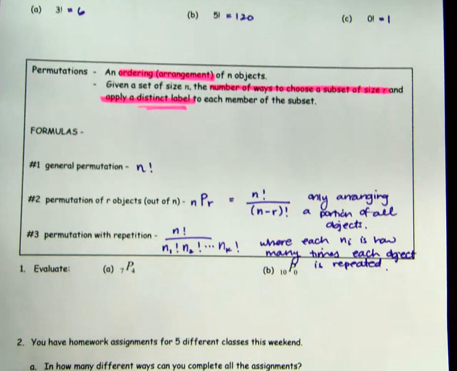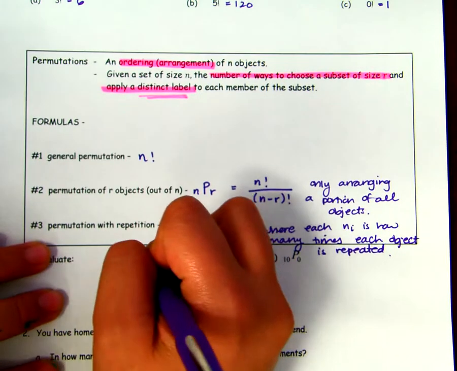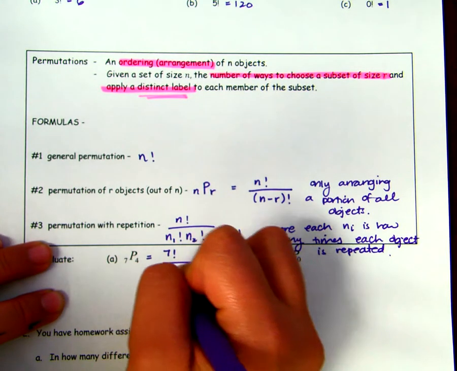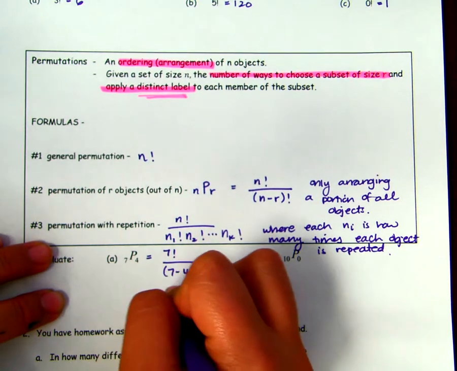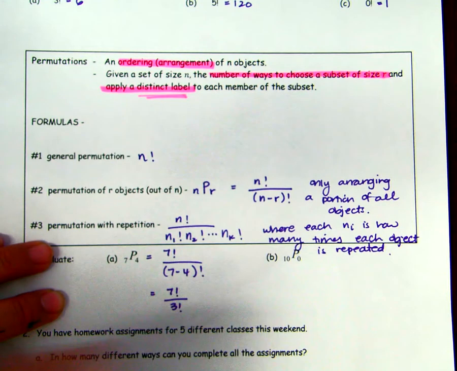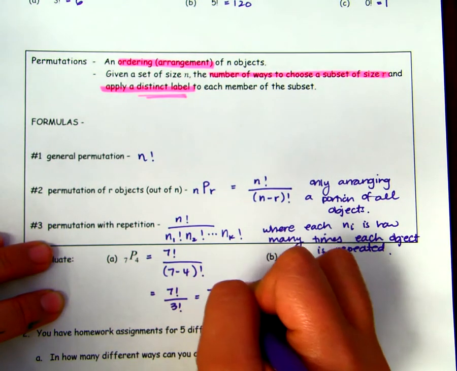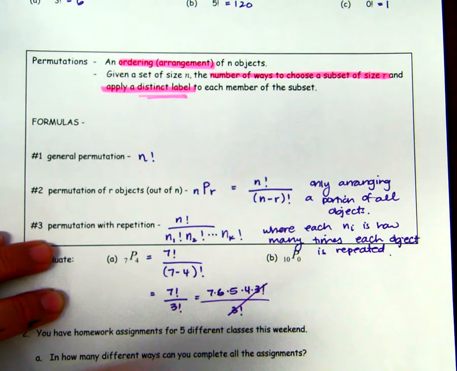So if we were to evaluate, for example, 7 permute 4, this would equal 7 factorial over 7 minus 4 factorial, which in this case is going to be 7 factorial over 3 factorial, which is 7 times 6 times 5 times 4 times 3 factorial over 3 factorial.